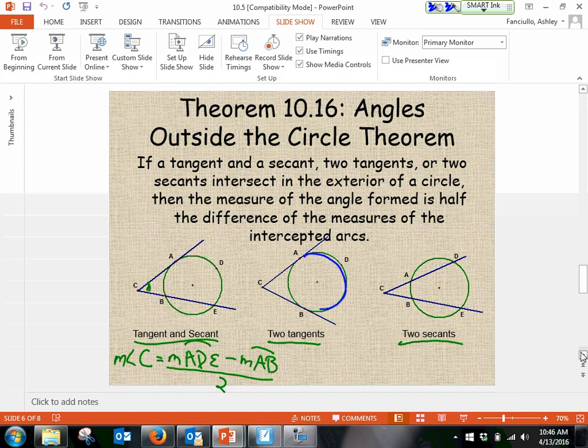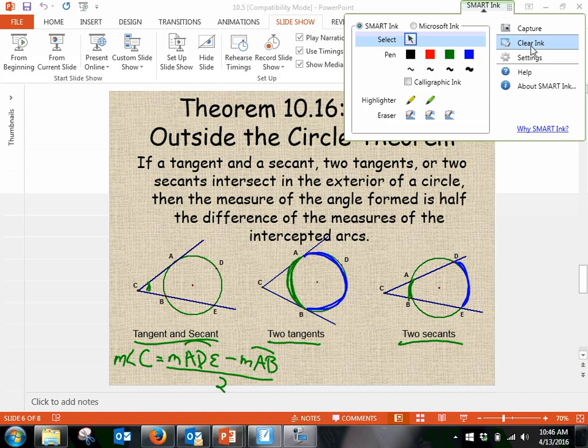Okay? And then the equations are very similar to the other 2 examples. You just have to pay attention to the arcs. So in the 2 tangent example, you're going to take arc ADB, which is in blue, and subtract arc AB, which is in green, and cut that in half, and that's angle C. And then this last one with 2 secants, you're going to take arc DE and subtract arc AB, cut it in half, and that's angle C. Jot those 3 pictures down, make sure you understand the equations, and then we'll try this example.